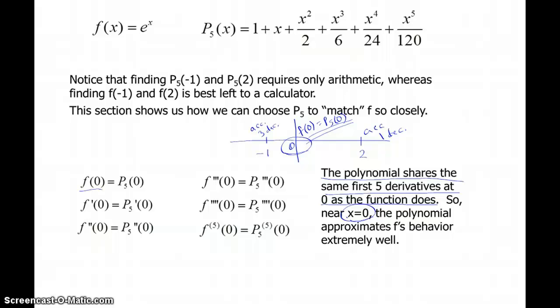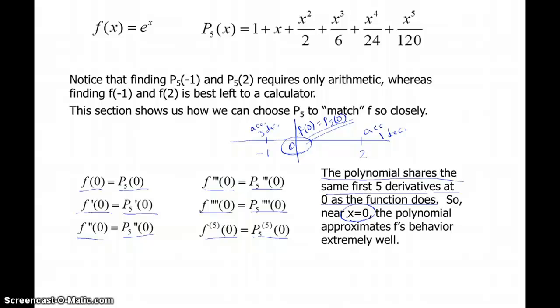The output of f at 0, we planned to be the same as the output of p sub 5 of 0. Then we took the derivative of f and evaluated it at 0 and made sure that that was equal to the derivative of our polynomial at 0. And we kept that up. We made sure their second derivatives at 0 were equal, their third derivatives at 0 were equal, all the way up to the 5th derivative.